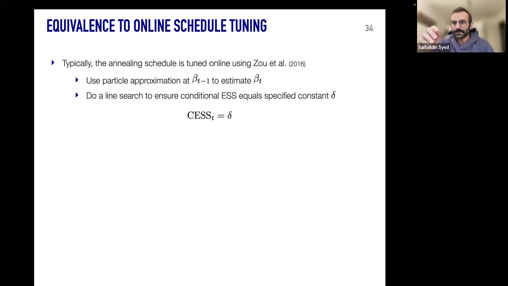And you have some specified threshold delta, where you are doing a line search until you figure out what is the next annealing distribution that will get me a conditional ESS of delta, and then you repeat that over and over again. This has some issues, where the first one is that there's a hyperparameter you have to tune, i.e. delta. It's also an online algorithm, so you have to do this sequentially.